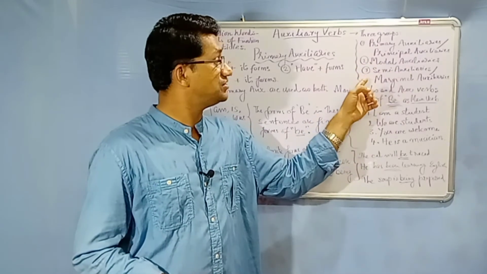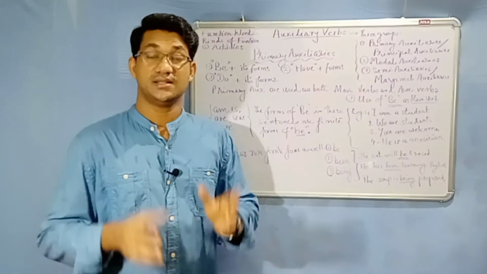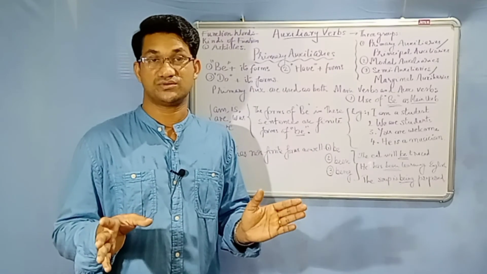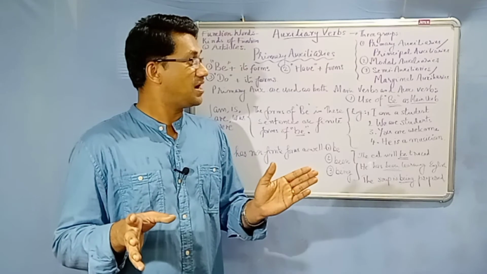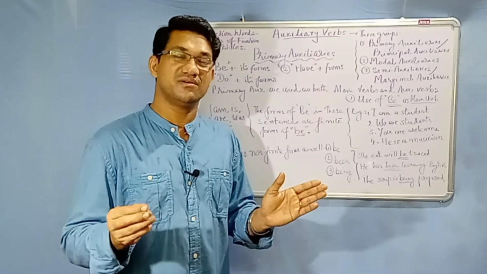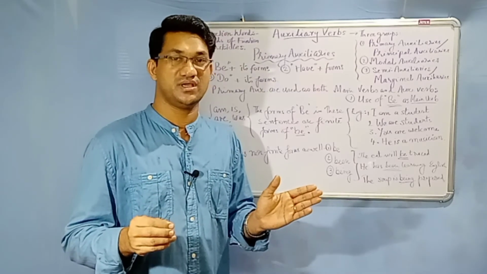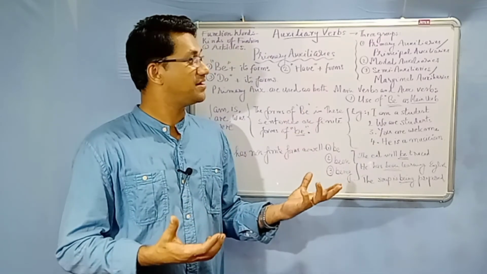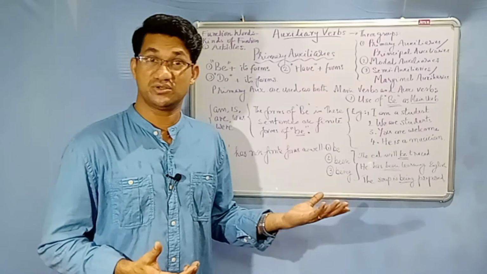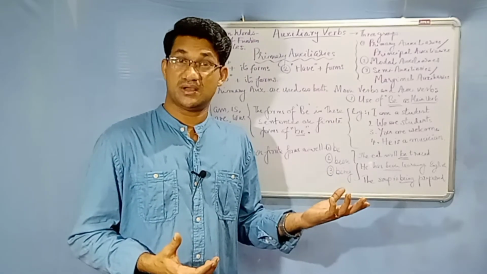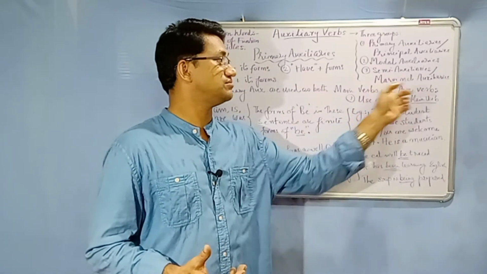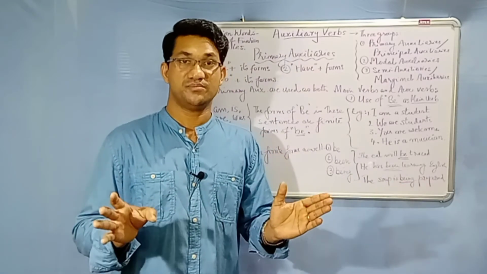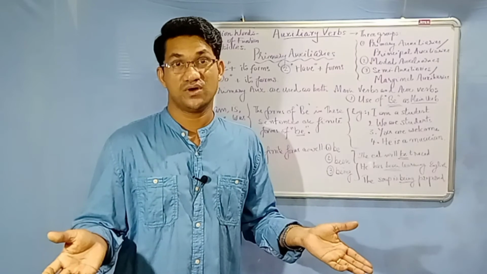And now we come to the third group of auxiliaries, that is semi-auxiliaries. They are called semi-auxiliaries because they are used very rarely, and they do not have all the qualities of the auxiliaries. They are also known as marginal auxiliaries. Okay, very easy to understand. We are discussing auxiliary verbs. Auxiliary verbs are helping verbs.